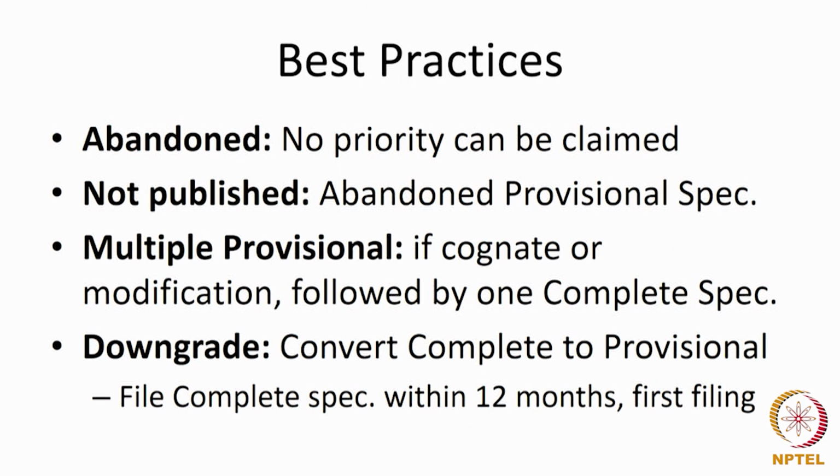Now, you could file multiple provisionals, and we had seen this in section 9. You could file multiple provisionals and follow it up by one complete specification if the applications are cognate, or one is a modification of the other. So, if there are related applications, you could file multiple provisionals and follow it up with one complete, provided the complete is filed within 12 months of the first application. You could also downgrade a complete specification, what is referred to as a purported complete under section 9, into a provisional, and we had seen this in section 9.